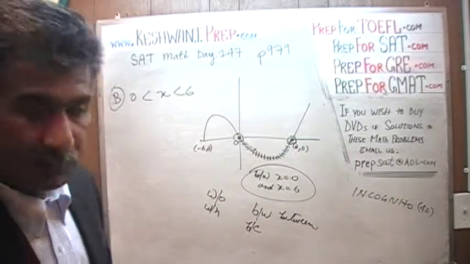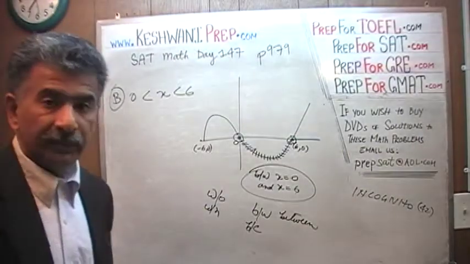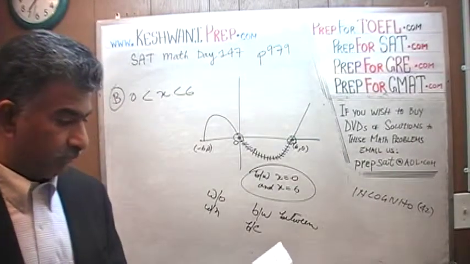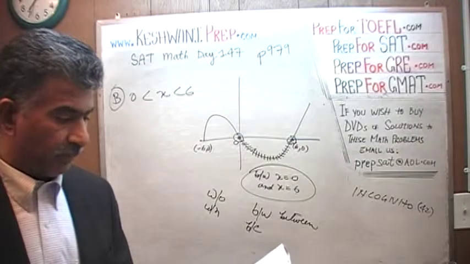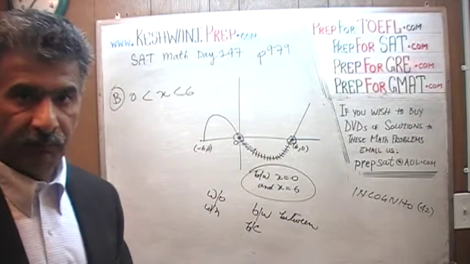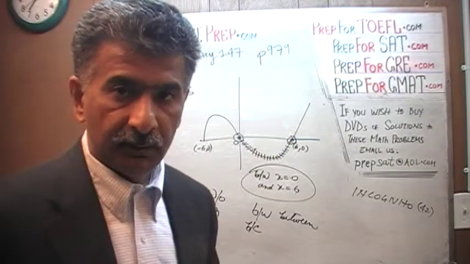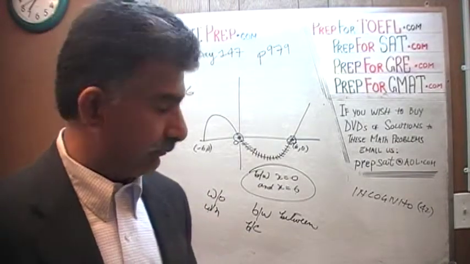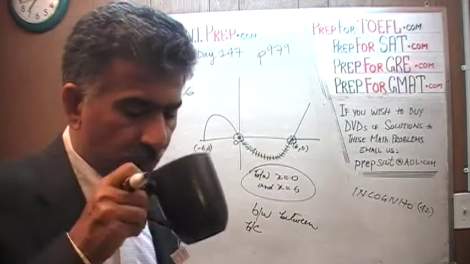Number 10. That's the only part of the graph where the value of the function is negative. The question was, based on the graph above, what are the values of x for which f of x is negative? Saying that f of x is negative is the same as saying the value of the function is negative. And that happens between 0 and 6.